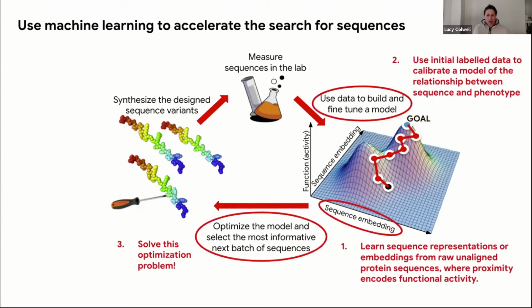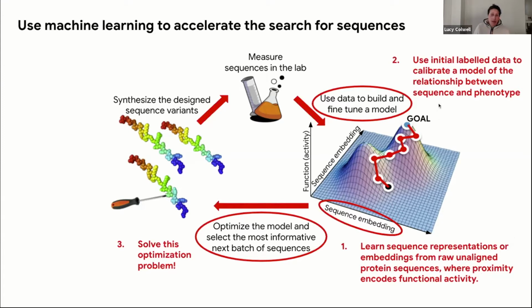Just to go into a little bit more detail, there are three key areas I'll talk about, one of which is learning sequence representations or embeddings. We have been learning them from raw unaligned sequences. You can also learn useful embeddings or representations from aligned sequences. And there are lots of approaches here, and I'm not sure that anyone has figured out how to do a good job of this just yet. But the point is to learn this representation or space where proximity tells us about functional activity.